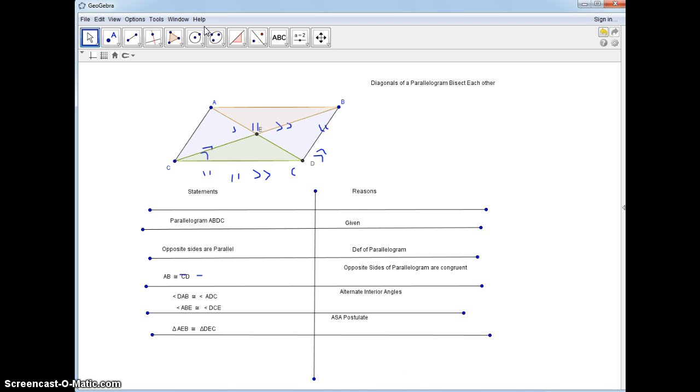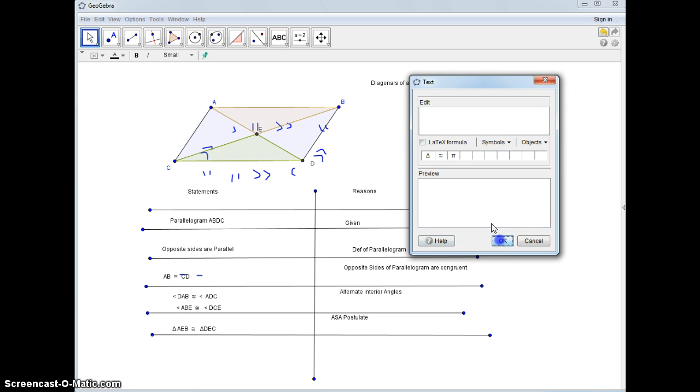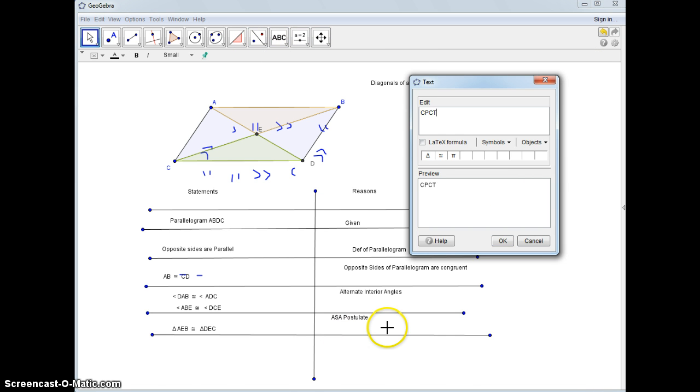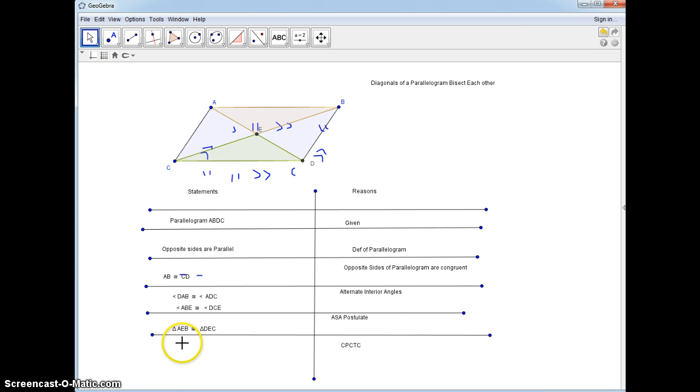Next, we're almost there. It's going to be CPCTC is our last line. And I'm going to put this up again because I didn't really get it in there. CPCTC, which is corresponding parts of congruent triangles are congruent. We can say that AE is congruent to ED or DE. Notice the first two letters are congruent to the next two letters.